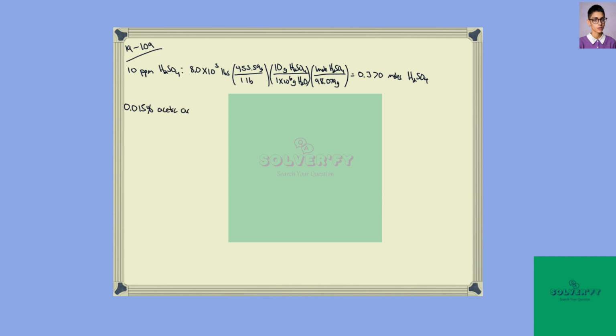Let's do the same thing with the 0.015 mass percent acetic acid. We'll take our 8,000 pounds of water passing per hour, convert it to grams of water, and then convert the grams of water to grams of acetic acid using the definition of 0.015 grams acetic acid per 100 grams of water. Then we'll convert the grams of acetic acid into moles of acetic acid, and this is how many moles of acetic acid that we would have present in the 8,000 pounds of water.